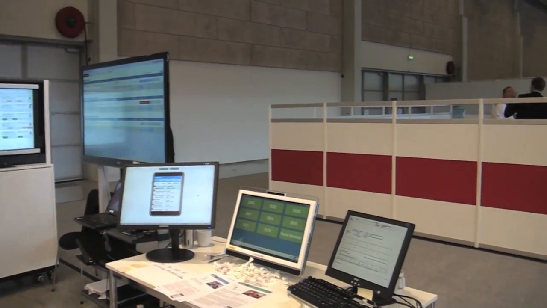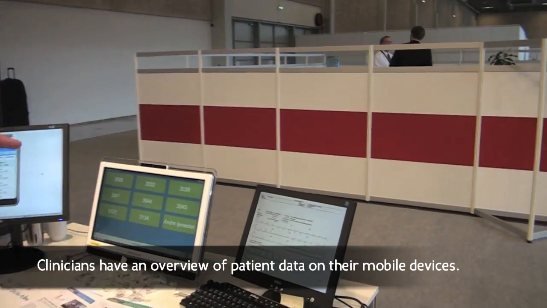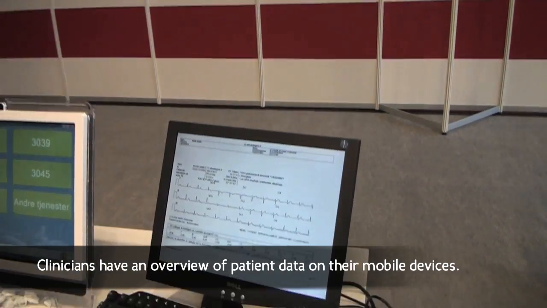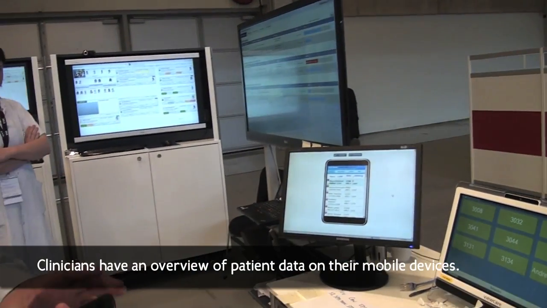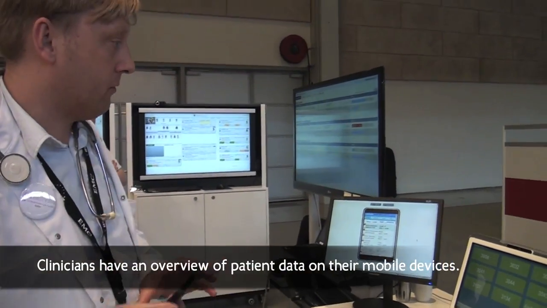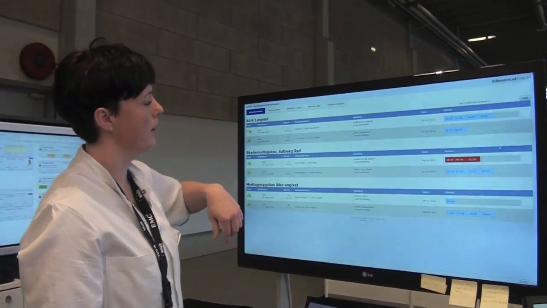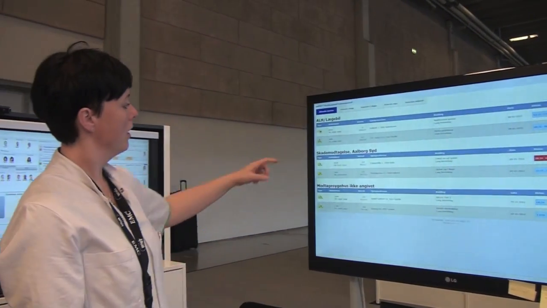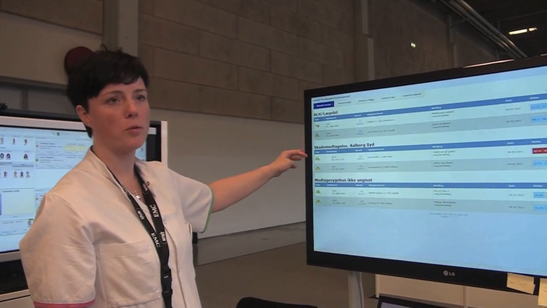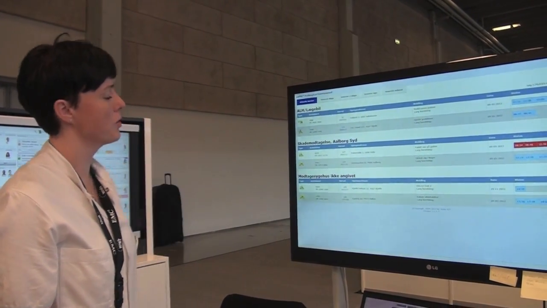We have the ECG data record on the patient. We have a mobile device, so I can check out all the patient data on my smartphone. We have the screen here where we have an overview of the ambulances. So that's our inbound patients on the way to the emergency department.